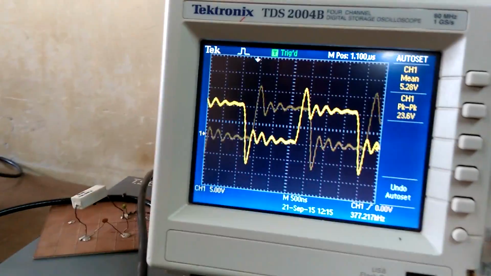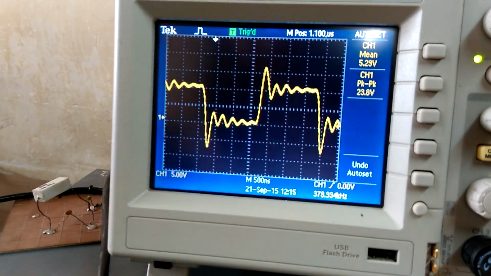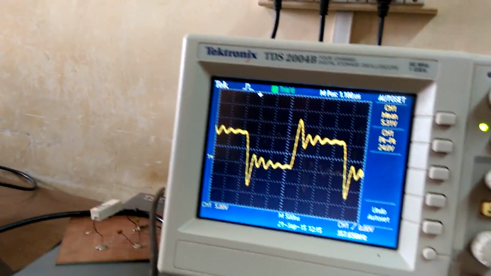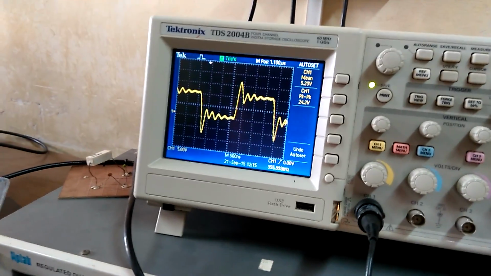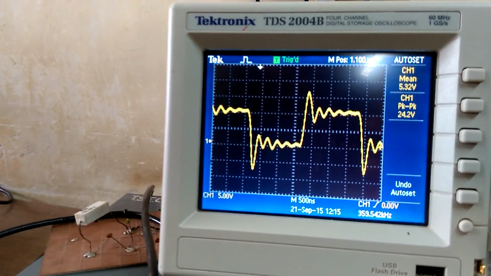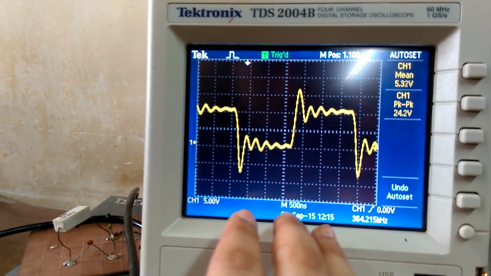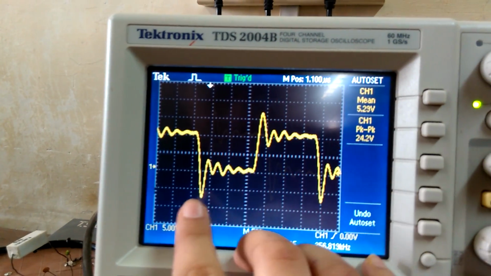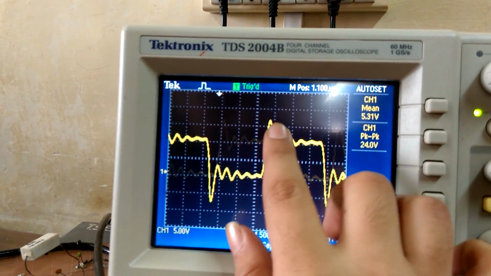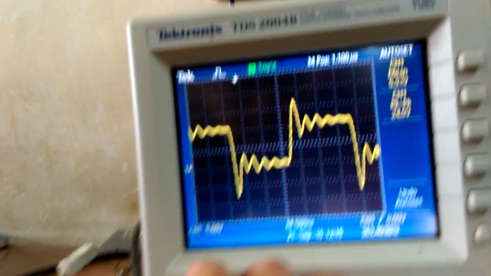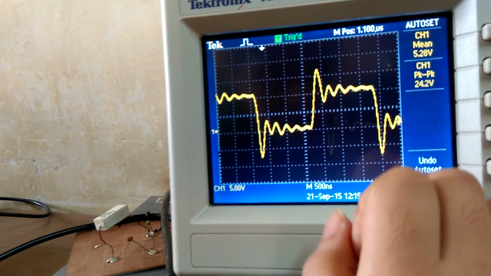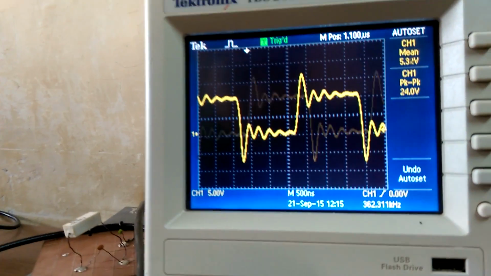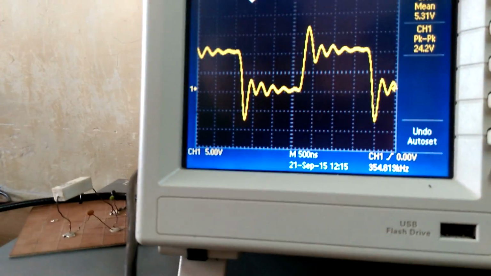Now you can see the square wave after connecting the capacitor. Now we have to calculate the rise time and the fall time. Usually the rise time and the fall time are the same, so just calculate the rise time. Rise time is from the lowest to the highest of the wave. So rise time is from 10% to 90% of the wave, peak to peak.